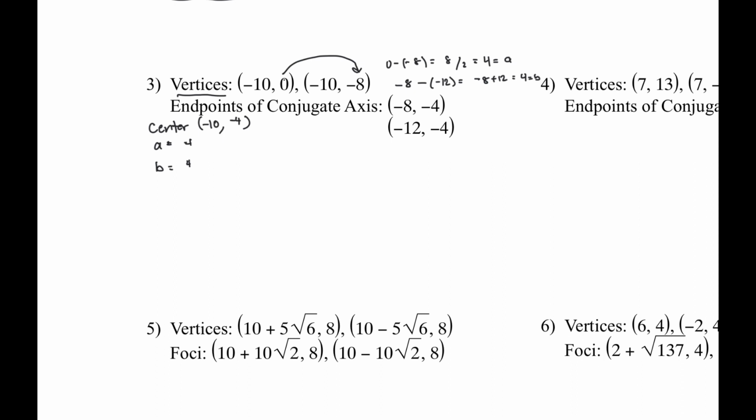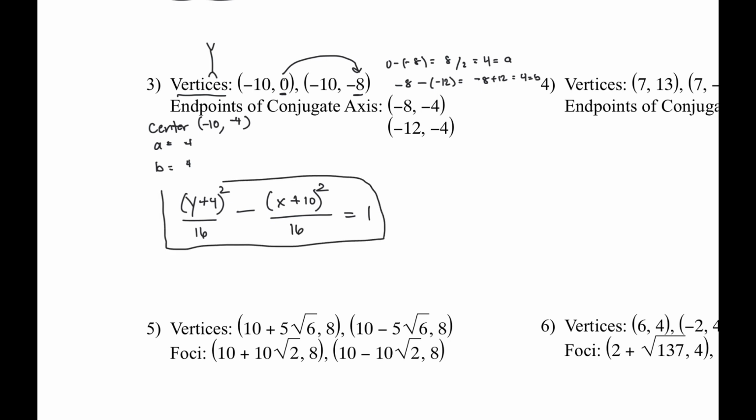Vertices are the y coordinate is what's changing, so this graph will be opening up and down. So we're going to put the y part up front. So y minus -4 squared over something minus x minus -10 squared over something equals 1. Now, A and B were pretty easy to find. In this case, even if I get them wrong, they're the same number. It's going to be 16 here and 16 there.